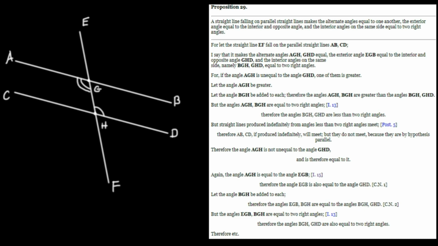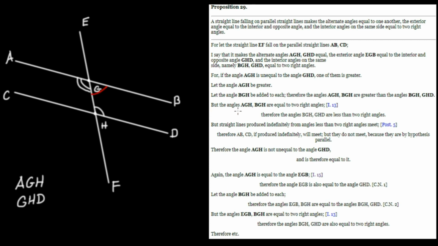Now what we're going to do is let the angle BGH right here be added to each. So we've got the angle AGH, and to that we're going to add BGH, and we've also got the angle GHD, and again add the angle BGH. So let's record what's going on here. Remember, we're supposing that AGH is greater than GHD. But then, if you take AGH and add to it BGH, those two are together two right angles.